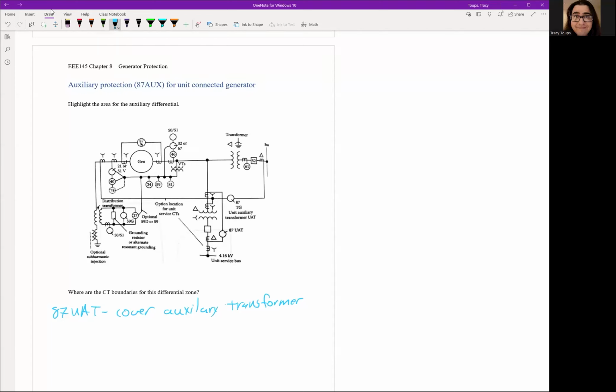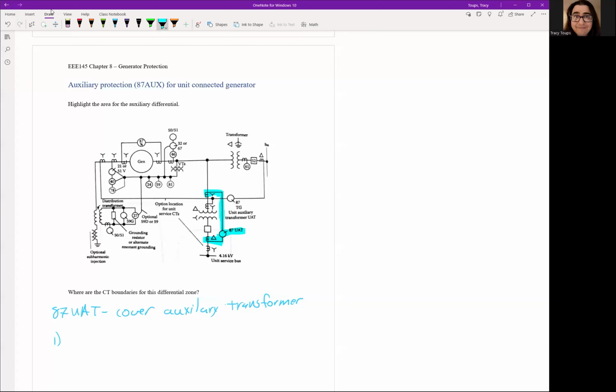So cover auxiliary transformer. And again, what are the inputs and outputs of that? Well, you see here's the 87 AT. So, and again, transformer is pretty easy. You always got to wrap the low side. You always got to wrap the high side as well. Again, notice that this CT is different from the previous CT because we don't want to use one CT for 2 differential zones. We want to have one CT for 1 differential zone.